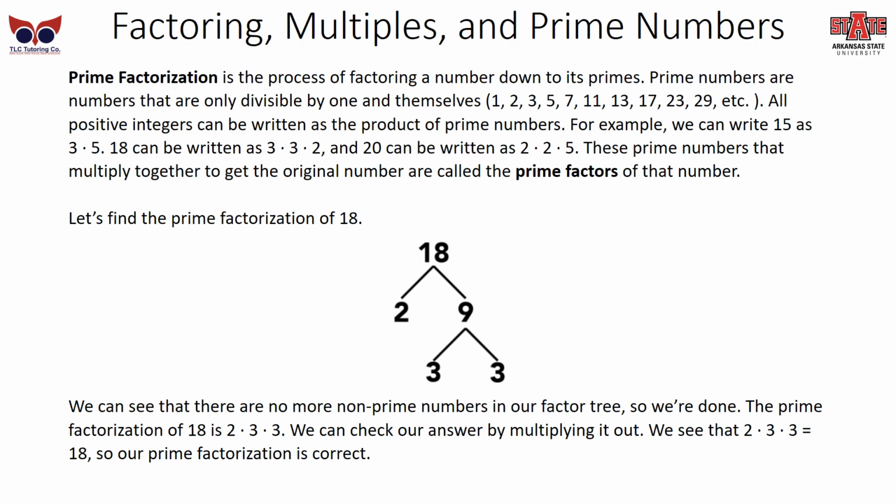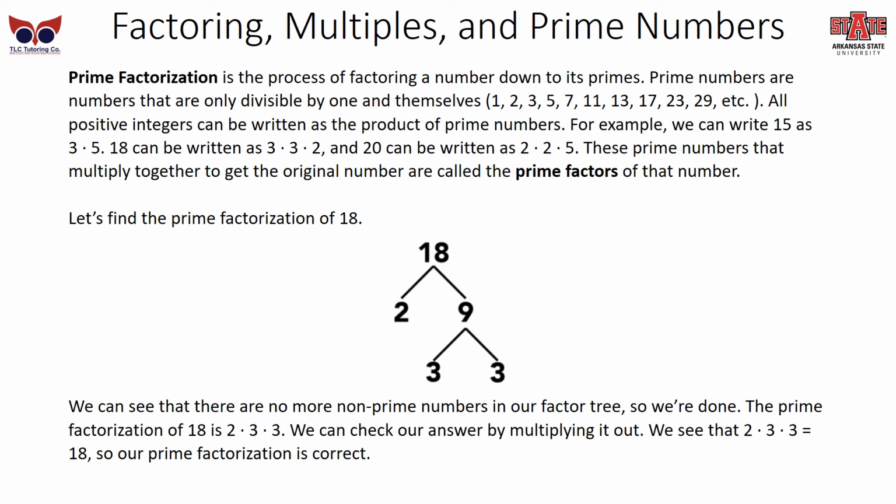Prime factorization is taking something and factoring it down to primes. Now, recall that factors are numbers that we multiply together to get a product. So prime numbers, as we probably recall, are numbers that are only divisible by 1 and themselves. So here's a list of the first 10, right? 1, 2, 3, 5, 7, 11, 13, 17, 23, 29, etc., and maybe with a few extra.